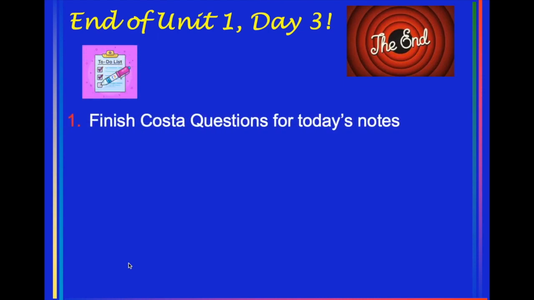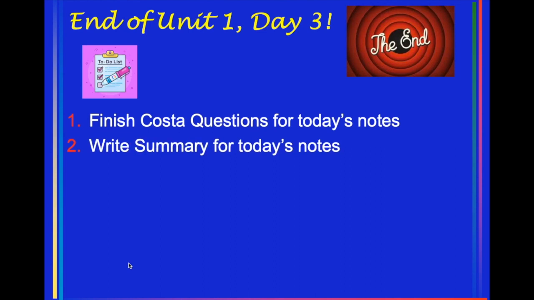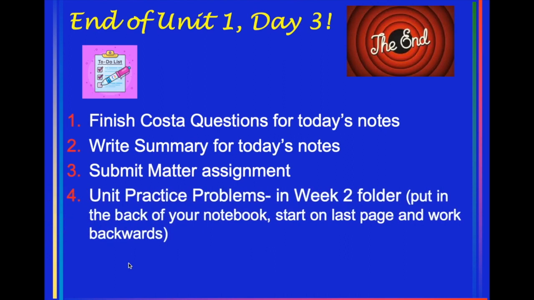So if you did not already do so, go back and finish your CASA questions, write your summary for today, and remember the summary should answer your essential question. There is an assignment called Matter, so it's a matter processing assignment on Schoology. Work on that. It reviews classifying matter kinds of things and chemical physical properties and changes. There are unit practice problems, remember. They are currently in the week 2 folder. They go in the back of your notebook. You just start on the last page and work backwards. You only have to put your answer. And remember, if there's multiple letters, like if number 5 has A, B, C, D, E, F, you only have to pick one of them unless you feel like you want more practice.